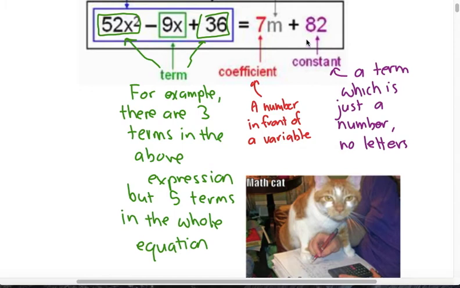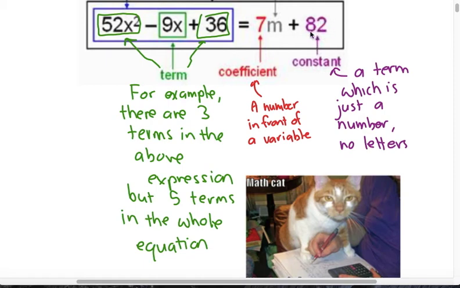A constant term, an interesting one. There's a constant term here and there's a constant term here. What do you notice that's special about these constant terms as opposed to these regular terms? A constant term is a special kind of term. It's a term that is just a number. There are no letters or variables, so a constant term is one that does not contain a variable.